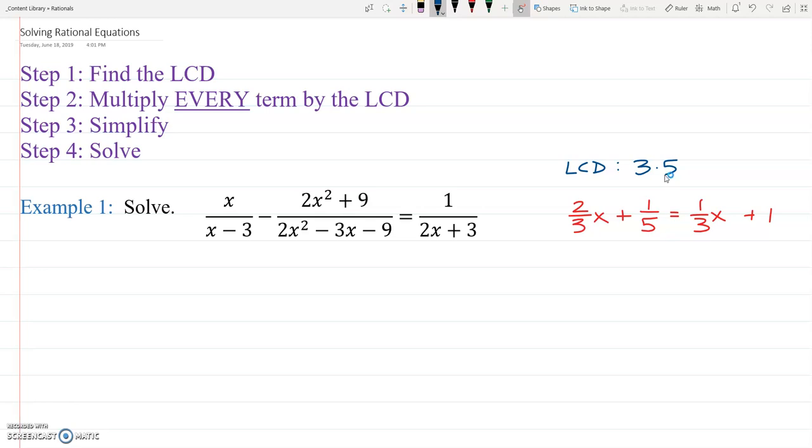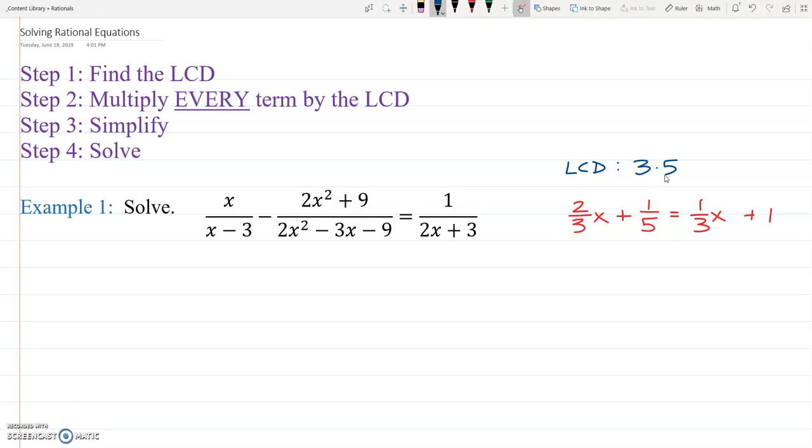All right, if I want to get rid of all the fractions, who remembers what I do with that LCD? Multiply it by every single term. Okay, so I take this LCD of 15, which I'm writing as 3 times 5, and I'm going to multiply it by every single term. In this red problem, I've got 4 terms. Okay, so it's going to look like this. And I'm going to keep writing my LCD as 3 times 5.